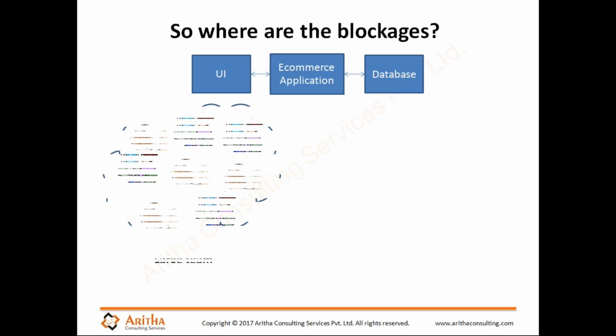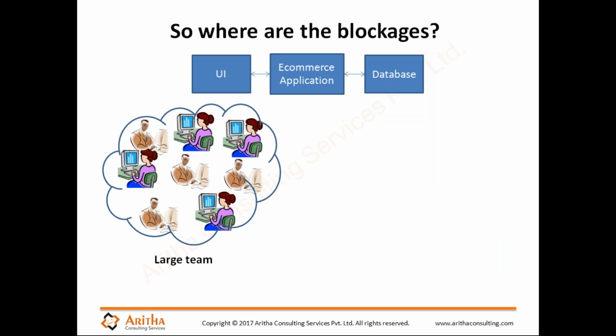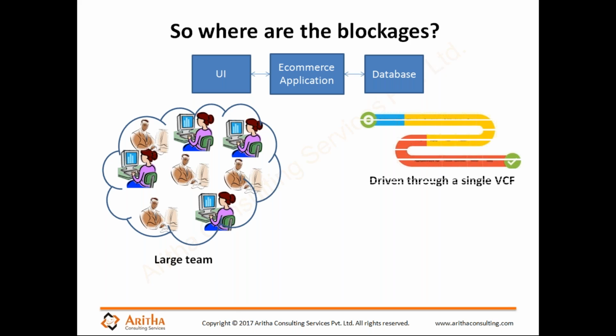What happens with a monolith application like this is that you definitely need a large team. Any non-trivial application which has a large customer base and a lot of hits happening throughout the month needs a large team of workers working on the whole application. And more importantly, this whole application will be driven through a single value creation flow. What I mean by that is this whole e-commerce application can consist of multiple components, wherein each of those components can grow at its own pace. We'll get a little more information on this when we take this e-commerce application and decompose it into microservices and things like that.